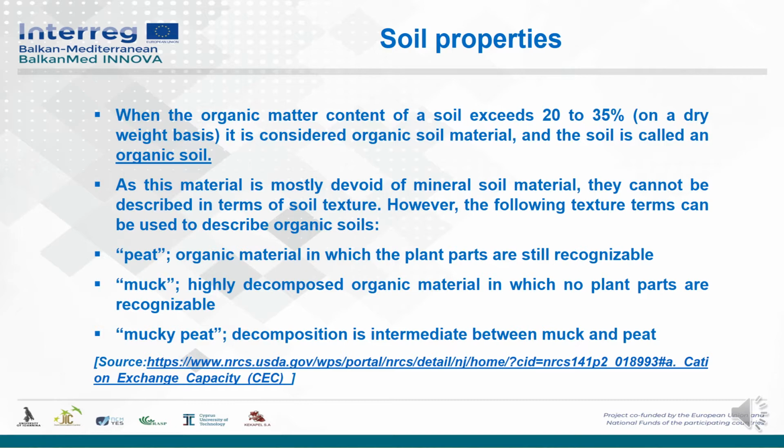So we have three kinds of organic soils. The first one is called peat, which is organic material in which the plant parts are still recognizable. What does it mean? This means that if we see the peat, we can still see parts of a plant that are not decomposed.